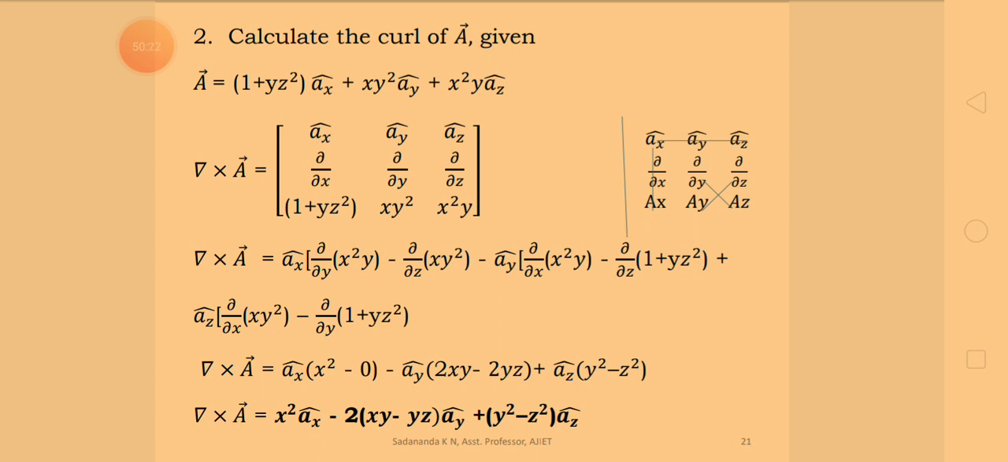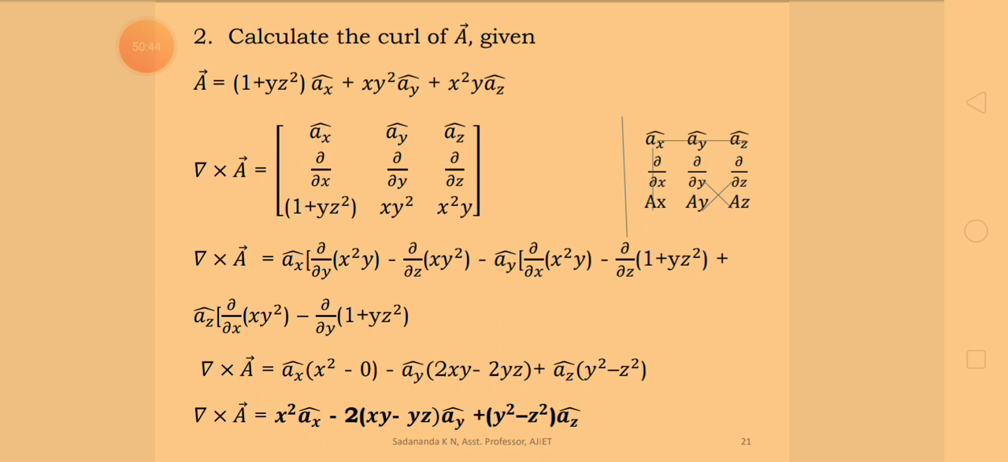Curl A is equal to ax cap, open bracket. In a similar way, you leave the first row and first column and cross multiply the remaining terms of the second and third columns. So if you cross multiply, that is ∂/∂y of x square y minus ∂/∂z of xy square.